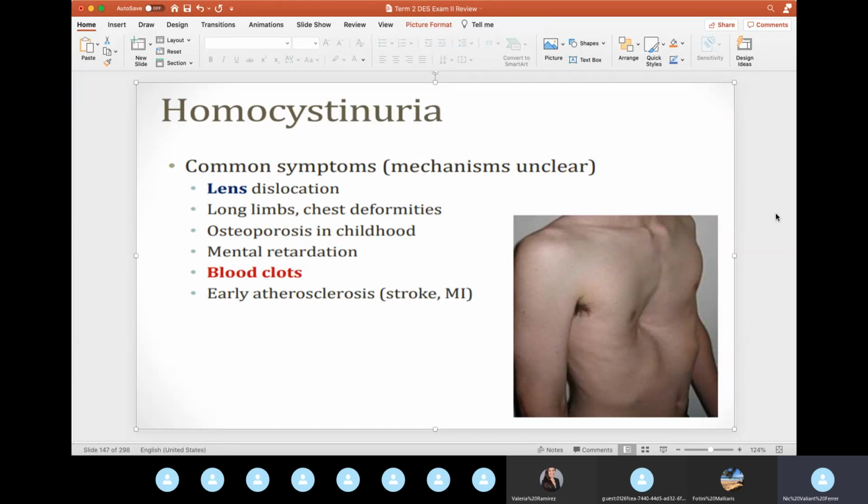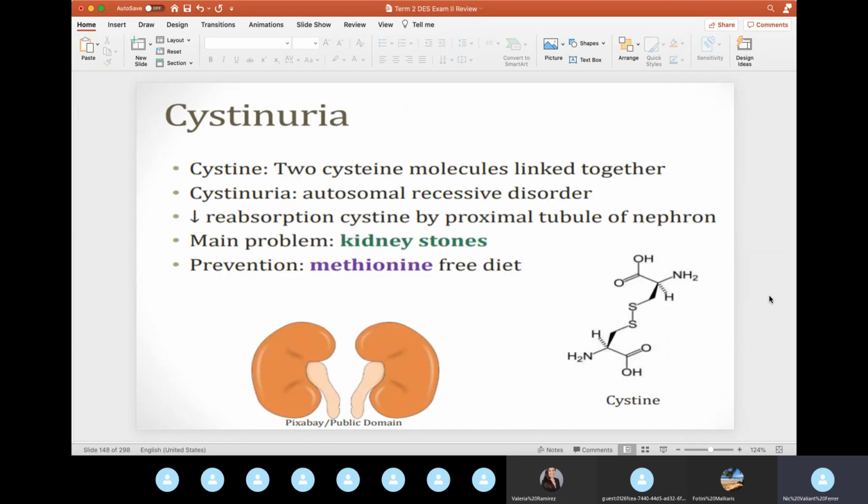You can also see long limbs and chest deformities in homocystinuria, osteoporosis, intellectual disability, blood clots, and early atherosclerosis. What's the most common cause of death in homocystinuria? Stroke and MI. That's the most common cause of death due to those blood clots.